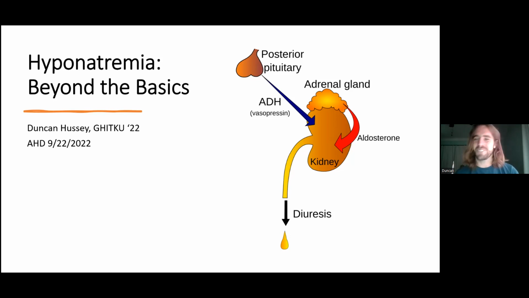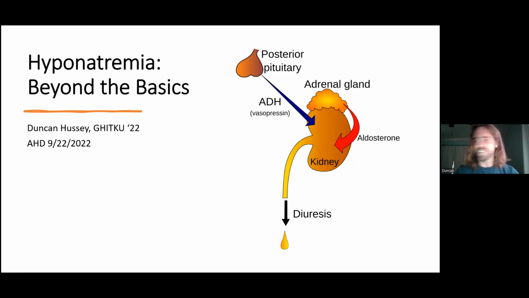But I think hyponatremia is a great topic, and hopefully we can all learn something. If you have any questions, let me know. And if anyone is an R3 working on the job application process, feel free to reach out afterwards, because I miss you guys and I'd love to help however I can.